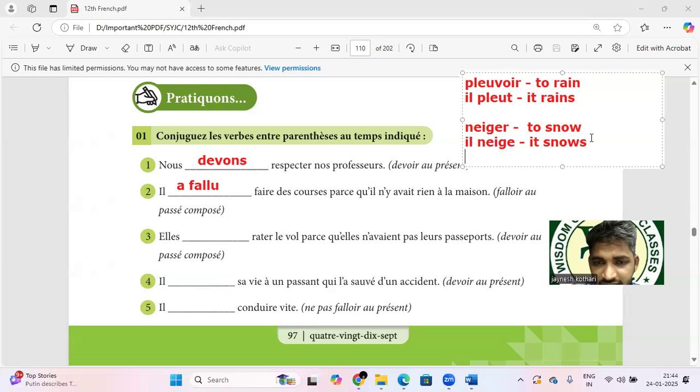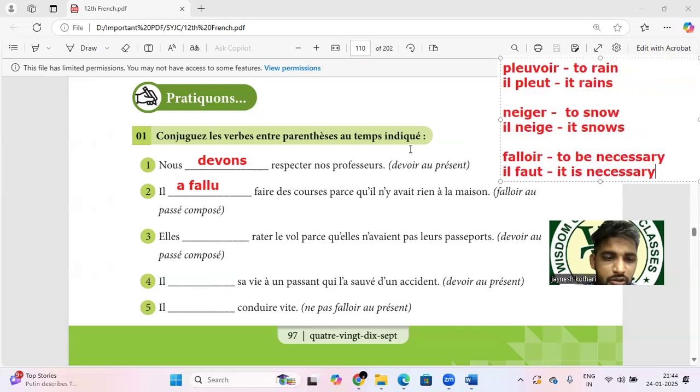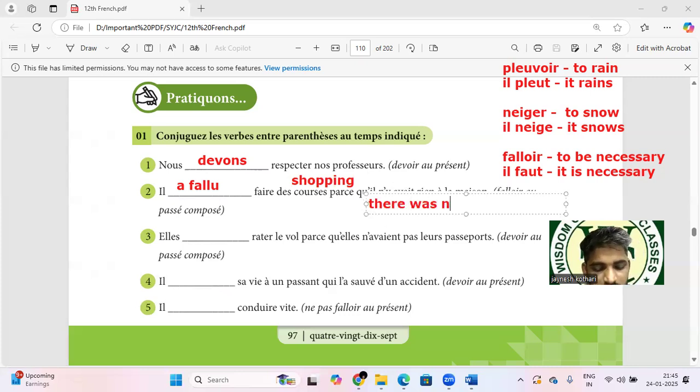Similarly, students, on this page number 197, we have one more verb that is called falloir verb. Falloir means to be necessary. Il faut, it is necessary. So all the three verbs have only one conjugation which you have to remember. And whatever principles and exceptions there are, you will have to learn them well. So, il a fallu faire les courses, it was necessary to do shopping. Courses means shopping over here. It was necessary to do shopping because there was nothing at home.